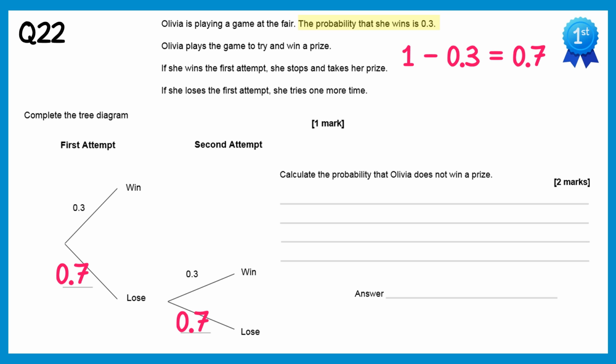For the next part, we need to calculate the probability that Olivia does not win a prize. If she does not win a prize, then she loses on both attempts. So she loses the first attempt and loses the second attempt. So we take the probabilities from here and multiply them. 0.7 times 0.7, which gives you the answer 0.49.